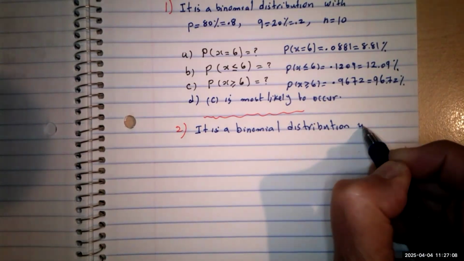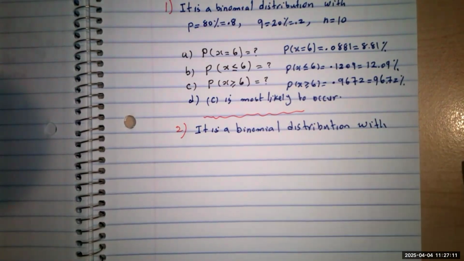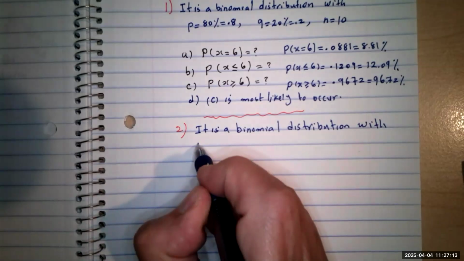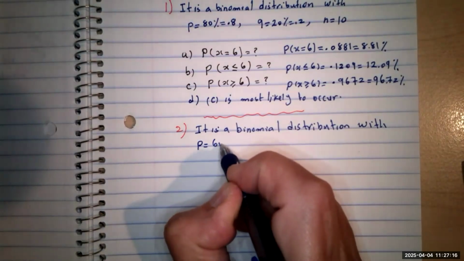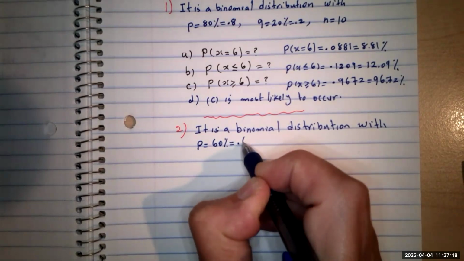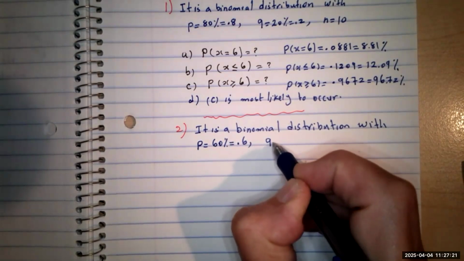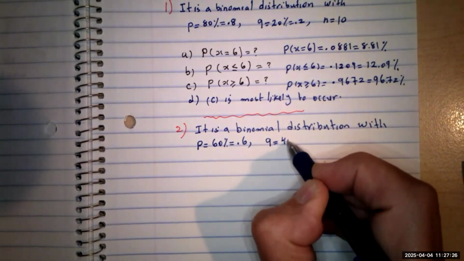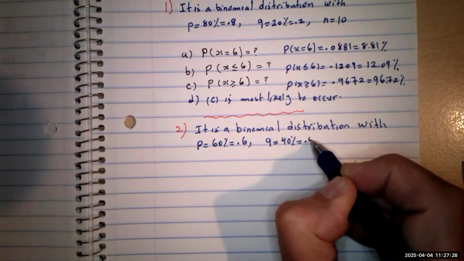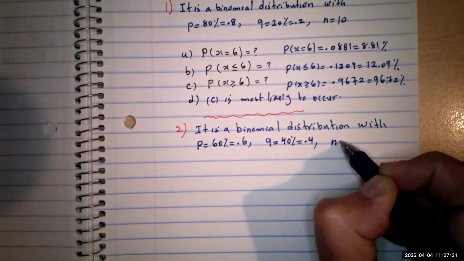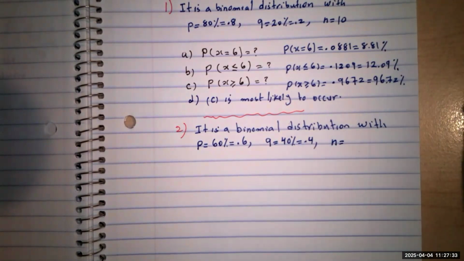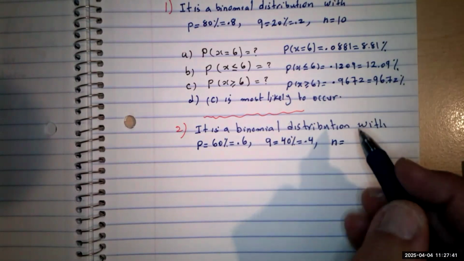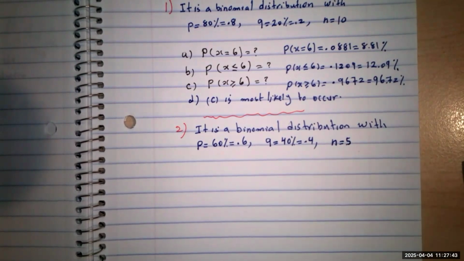Okay, binomial distribution, you have to identify this for us. Probability of success is considered to be 60%, which is 0.6. You have to identify the Q, the leftover 40%, which is going to be 0.4. And the sample size, in this case, the random sample of 5 people. So n is equal to 5.